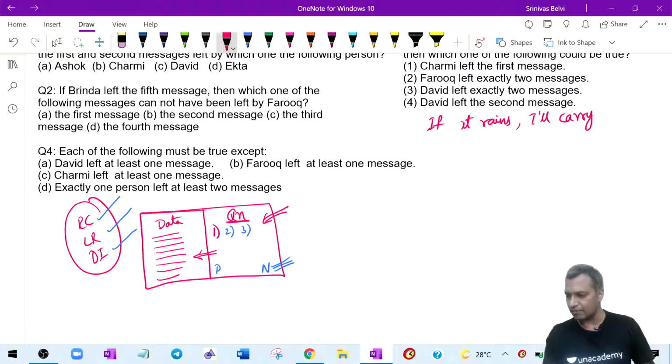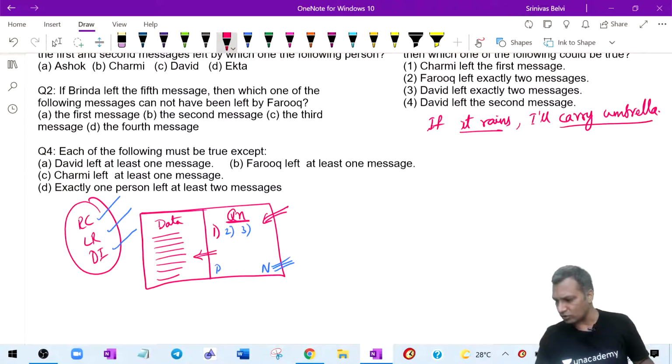Right? I will carry umbrella. That's what I told you. Let's assume this. I'm just giving you a simple example. If it rains, I will carry umbrella. It rains. The clause, all right, I will carry umbrella. Fair enough. Let's call it rains, carry umbrella.